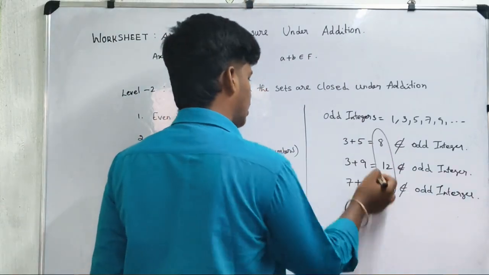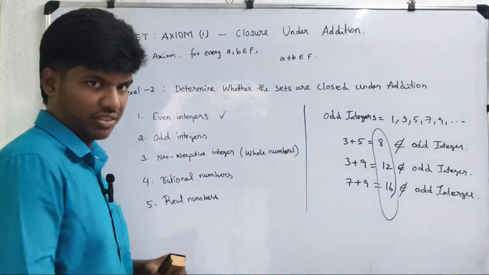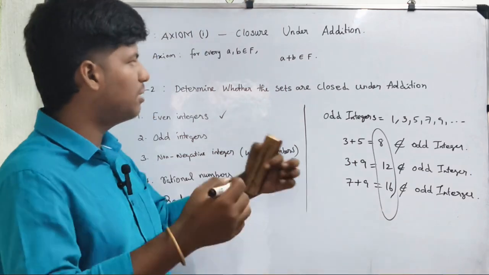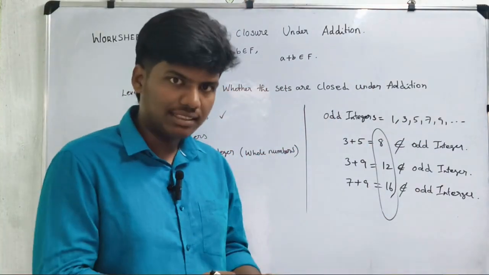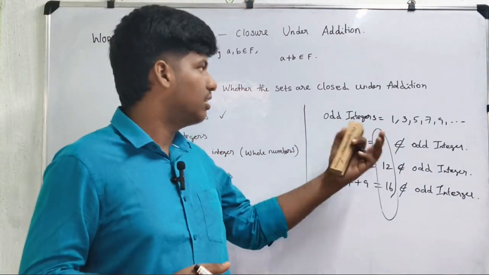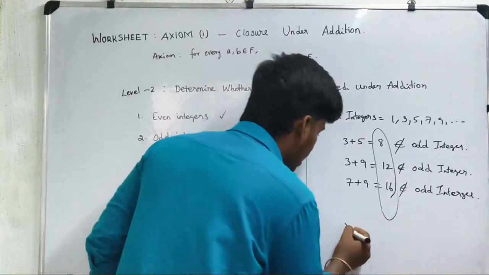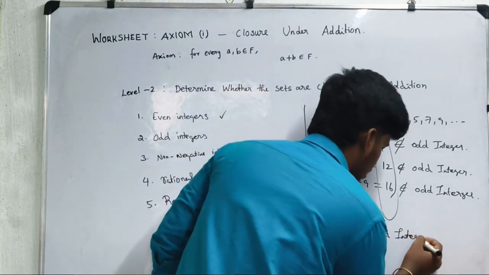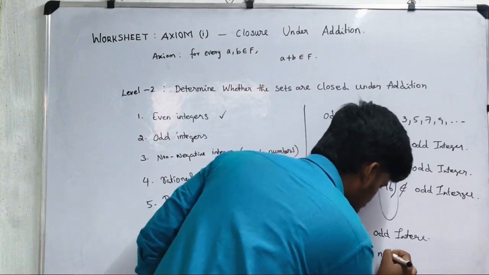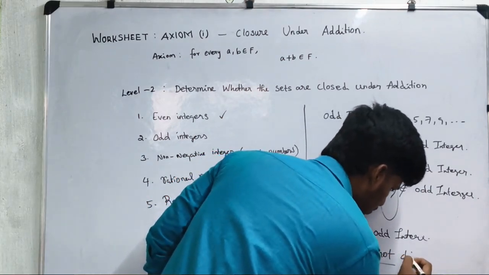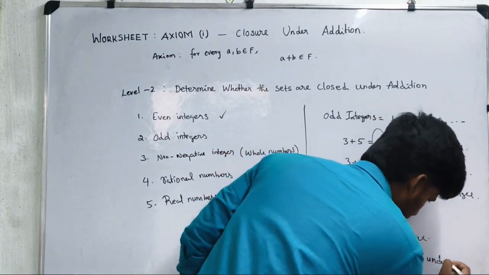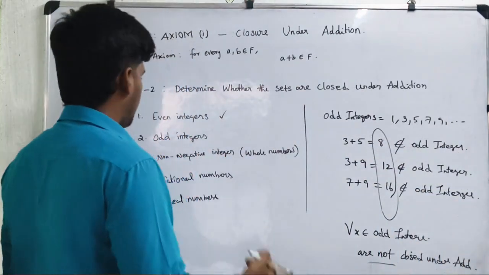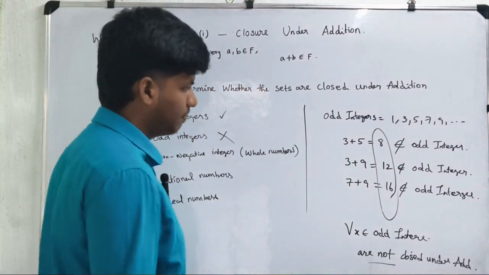But these results exist in the even integers. I can take any two elements from the odd integers and add them together, but I don't get a term that is in the odd integers. So for all x belonging to the odd integers, they are not closed under addition. So the odd integers are not working.